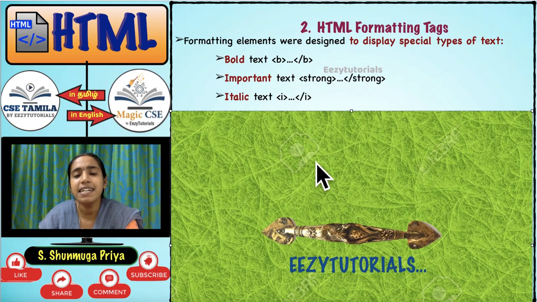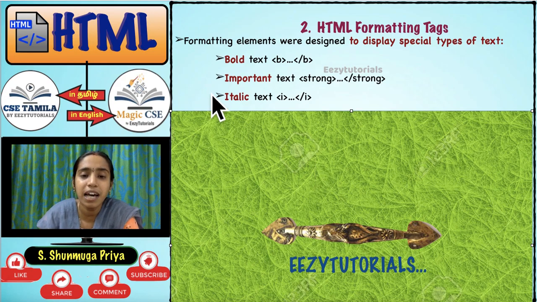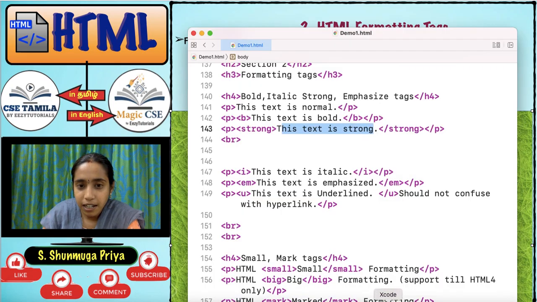The next one is the italic tag. If you want the text to be printed in a cursive way, slightly tilted, you can use the italic tag. I and slash I: whatever content you give between I and slash I will be italicized. Here I have given 'this text is italic' between the I and slash I tag. So this is a paragraph, and inside it I have used the italic tag.